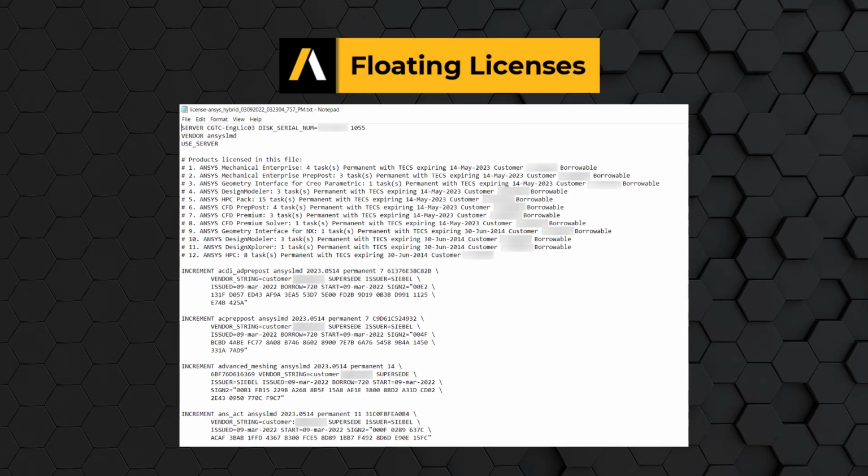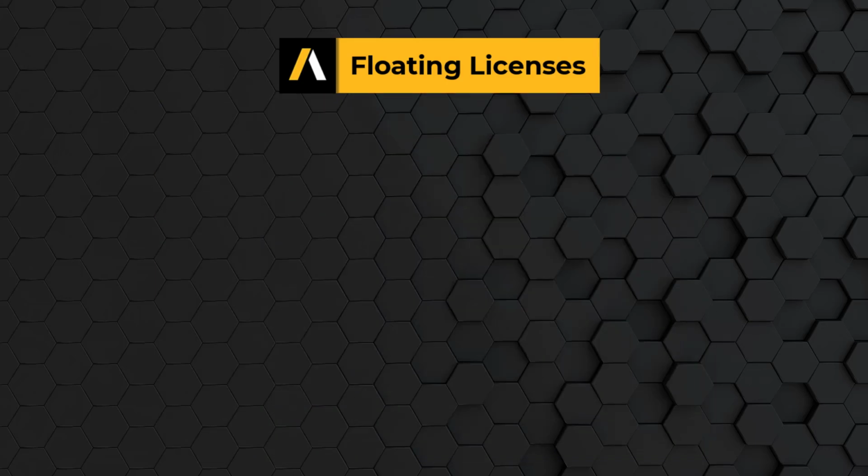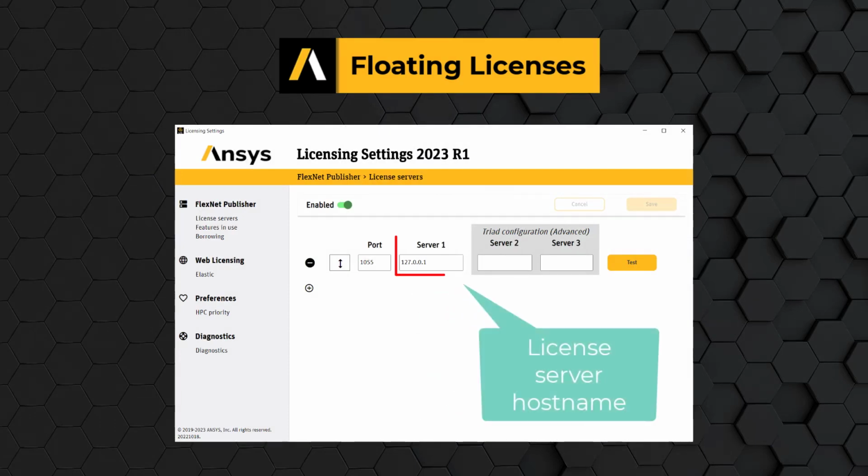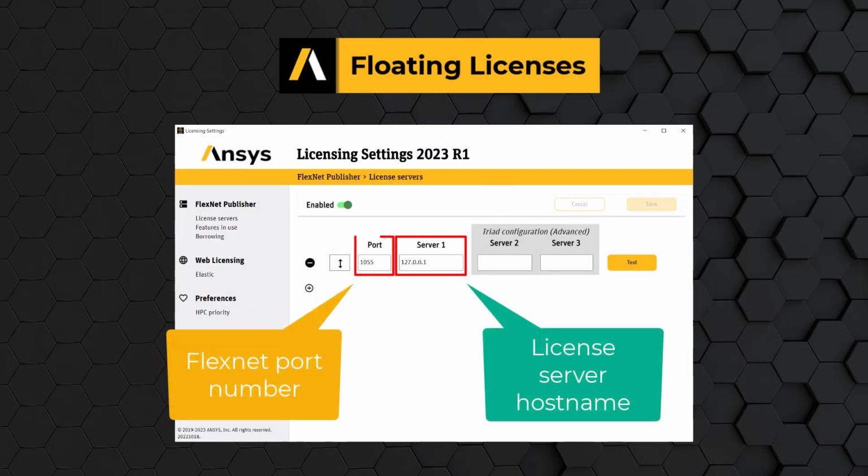These licenses are issued to customers to be installed on the license server based on the host ID, allowing end users on the same network to point to the license server, check out, and open Ansys applications on their end. End users can specify the license server hostname and FlexNet port number using Ansys licensing settings of their Ansys install on their machine.